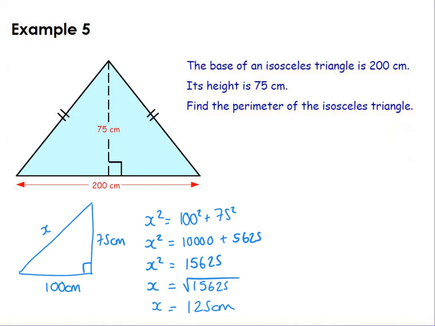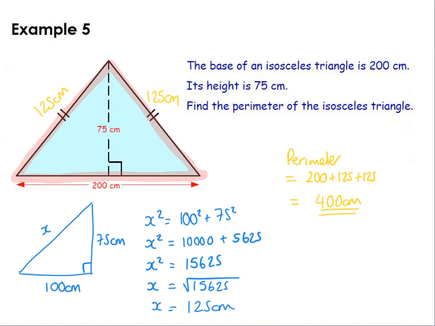Okay, now it's time to answer the question because it's asking for the perimeter of the isosceles triangle, and the perimeter is the outline. So this bit here, add this bit here, add this bit here. So what do I know about these lengths? Well, I've just worked out this side is 125, and because it's isosceles, so is that side. So the perimeter is 200, add 125, add 125, so the perimeter is 400 centimetres.